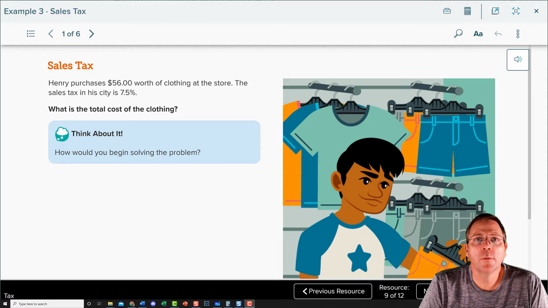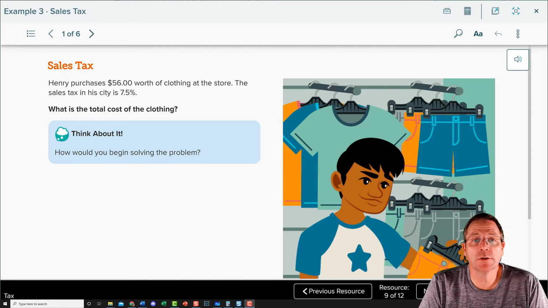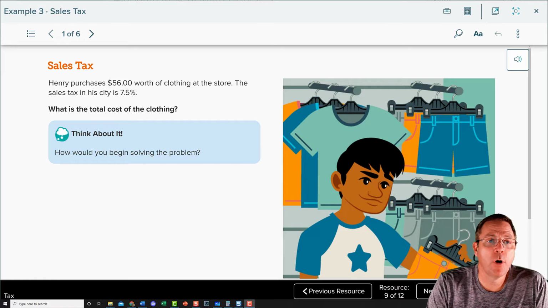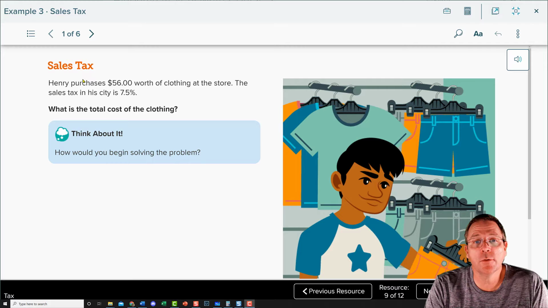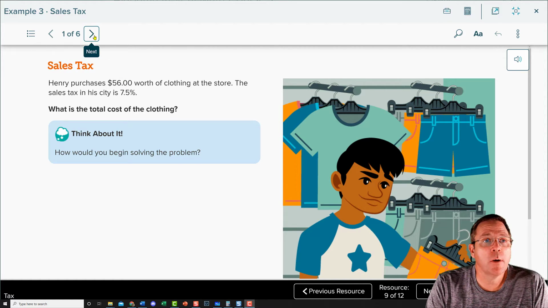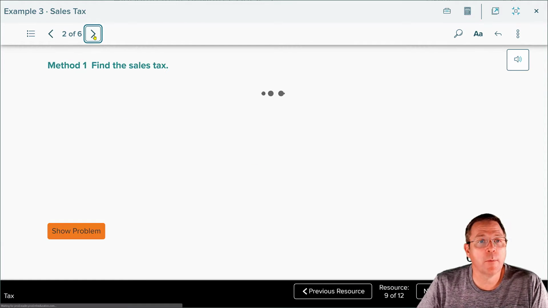Got a little more comfortable, and we are going to finish up this lesson, Chapter 2, Section 2, Tax, Part 3. Henry purchases $56 worth of clothing at the store. The sales tax in this city is 7.5%. What is the total cost of clothing? We've already looked at a couple different ways that we can solve that problem.